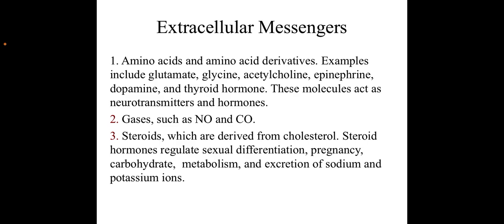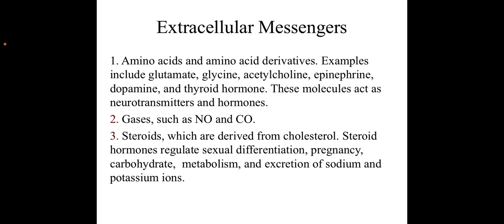So, some of the extracellular messengers other than secondary and primary messengers are amino acids and amino acid derivatives. Examples include glutamate, glycine, acetylcholine, epinephrine, dopamine, and thyroid hormone. These molecules act as neurotransmitters and hormones. And after amino acids and their derivatives, certain gases such as NO and CO, nitric oxide and carbon monoxide.